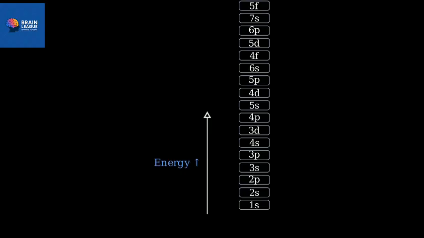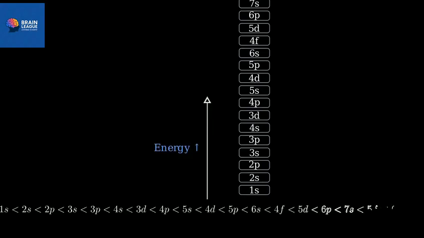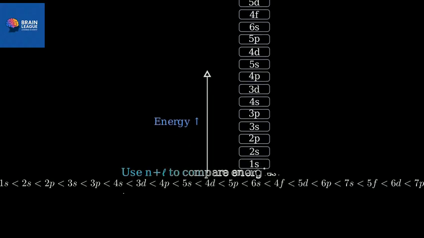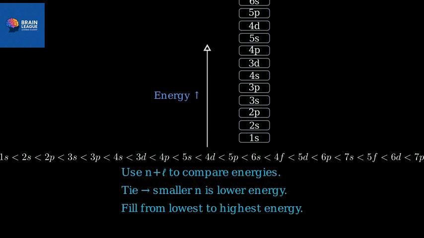Here is a compact way to write the increasing energy order: 1s, 2s, 2p, 3s, 3p, 4s, 3d, 4p, 5s, 4d, 5p, 6s, 4f, 5d, 6p, 7s, 5f, 6d, 7p. This governs ground state electron configurations.